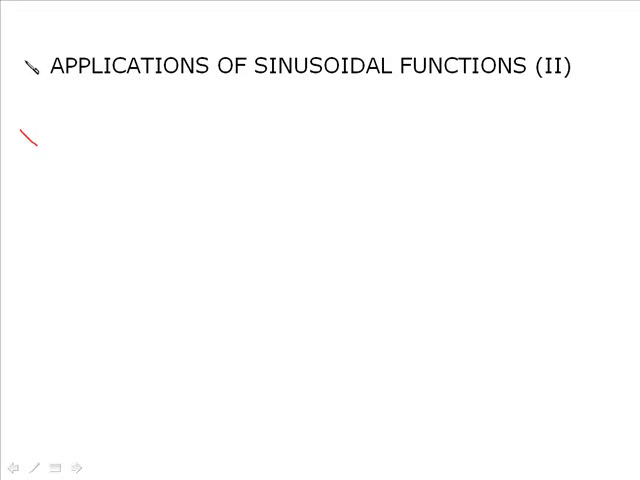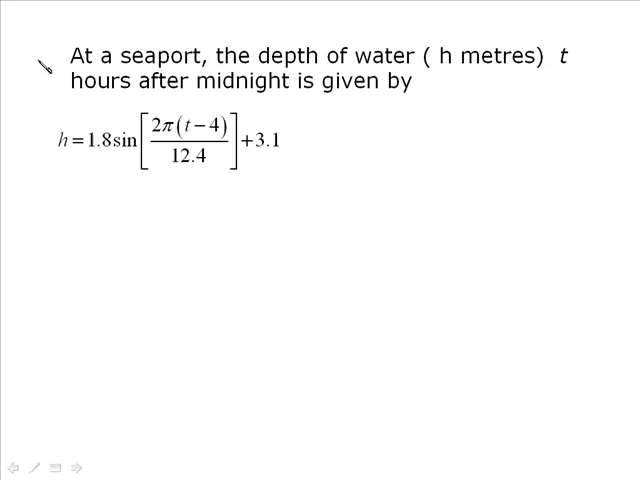This is an exercise on the applications of sinusoidal functions, the second one. So kind of a continuation of what we did previously, but with the equations and the graphs just a little bit more complicated. So I'm going to launch right into a couple examples, not do much background on this.